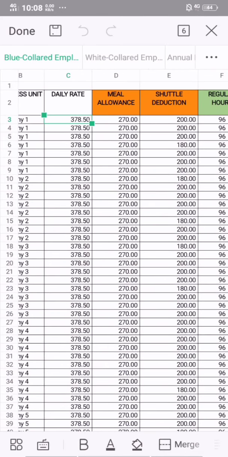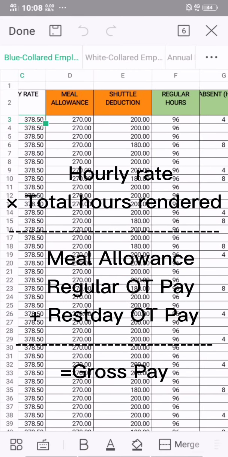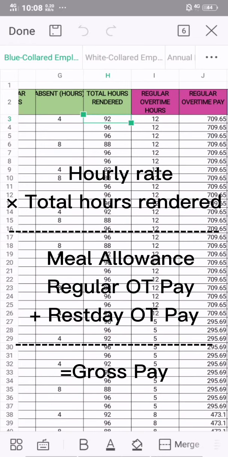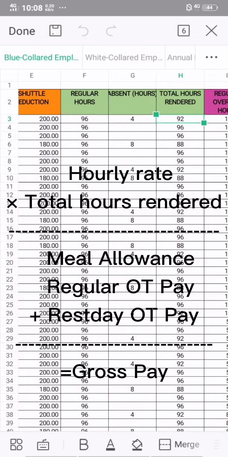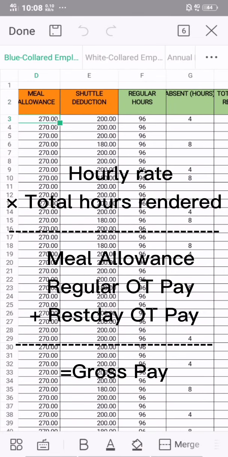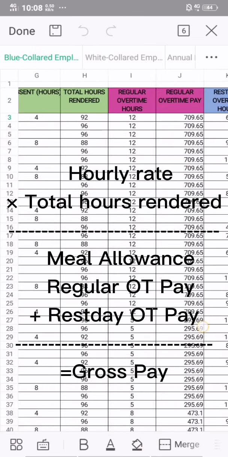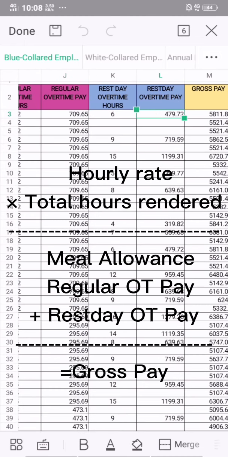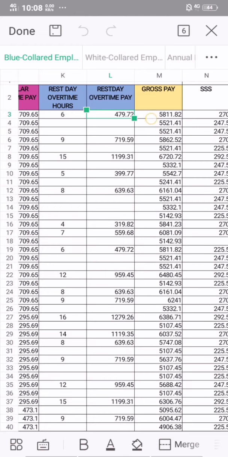To get our gross pay, we will get the hourly rate times the regular total hours rendered, plus the 270 of meal allowance, plus the regular overtime pay, plus the rest day overtime pay, so we can get the gross pay.